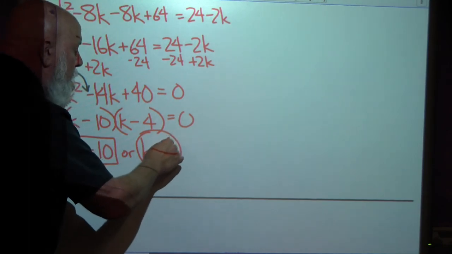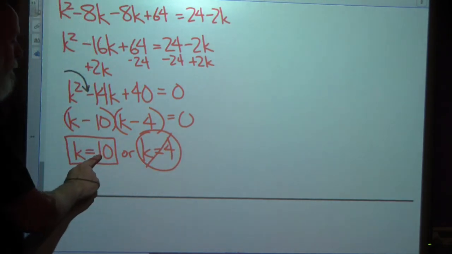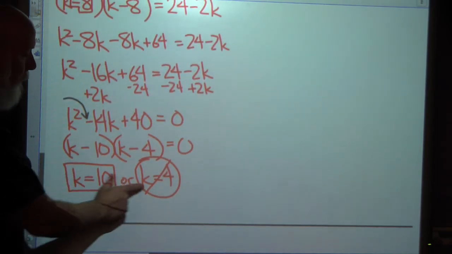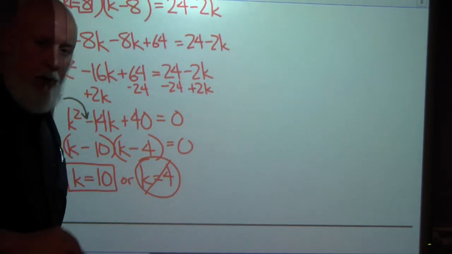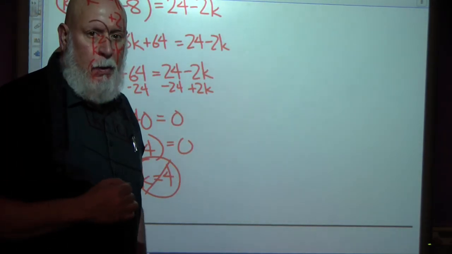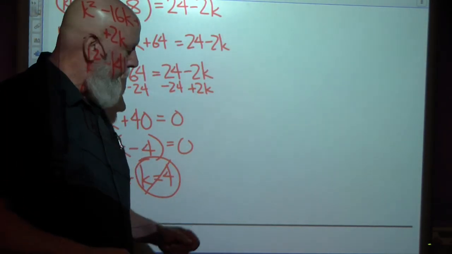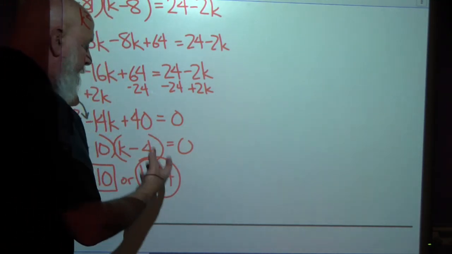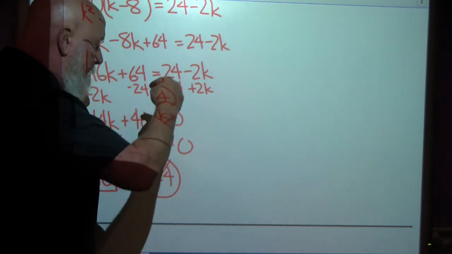It's not a solution. So we only have one solution to this, even though we didn't make any mistakes. We got two solutions and one of them was extraneous. And the only way we can find that out is to plug it back into the original equation and see if it makes it true. This one didn't. Remember, we're looking for principal square roots. When we take the square root of a number, we just want the positive value.